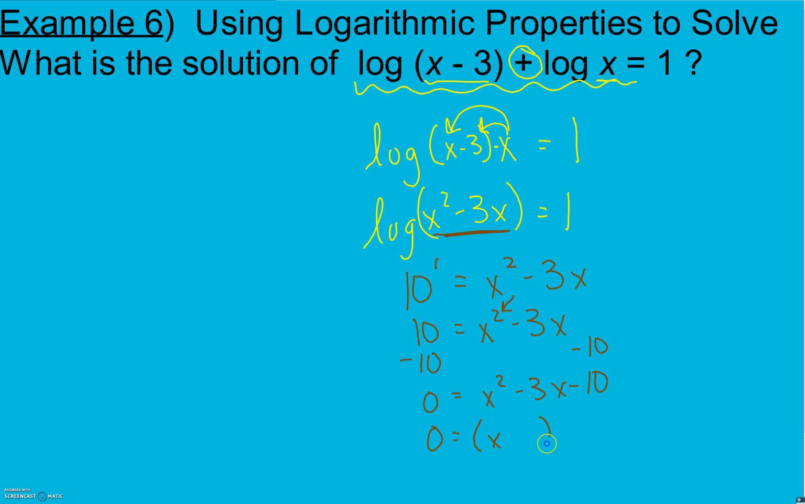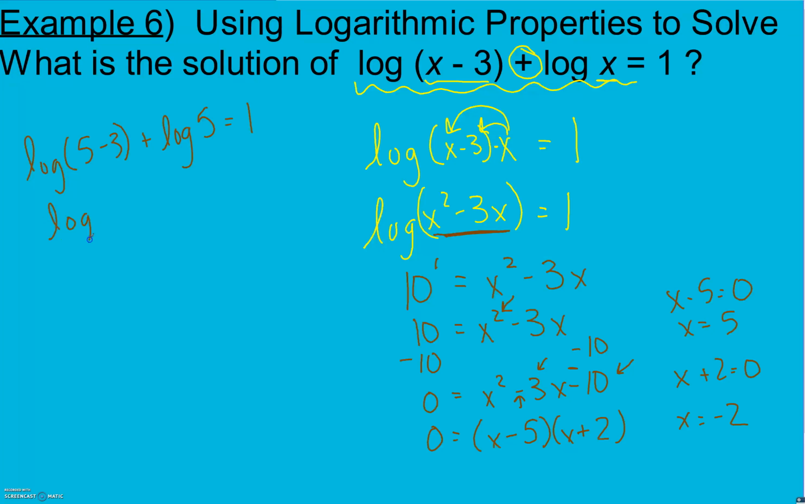Now I need things that multiply to 10 and subtract to 3, which are 5 and 2. 5's bigger, it gets the sign of the middle term. Opposite signs there. So we get x minus 5 equals 0, or x plus 2 equals 0, x equals 5, x equals negative 2. When we go to plug these back in, 5, we have log of 5 minus 3 plus log of 5 equals 1. That one's going to work out just fine.